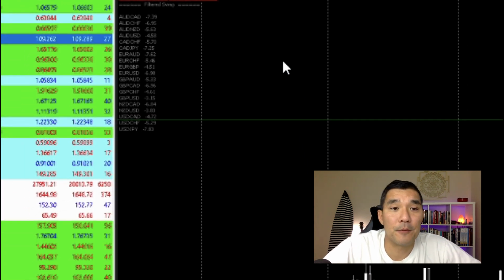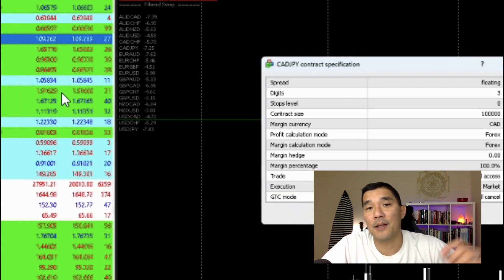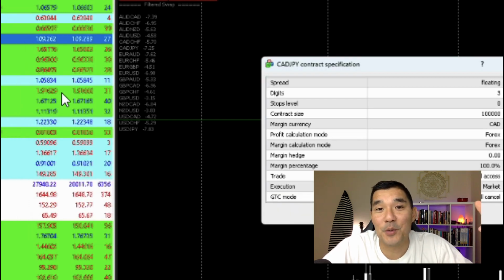Otherwise, you can do it for free by simply right-clicking and opening the specification and then writing that down in a spreadsheet. And you can have the spreadsheet automatically calculate the swaps together, and you can highlight certain negative swaps, maybe make those red as the ones that you don't want to trade. And that's the free way to do it.